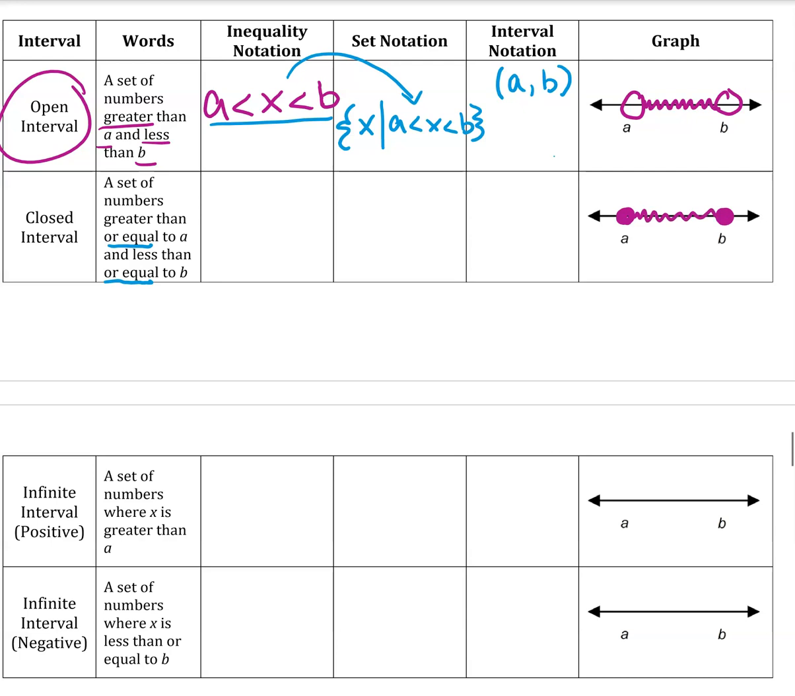Now that means that my inequality is going to look exactly the same as above, except we want to say "or equal to." So A is less than or equal to X and X is less than or equal to B. All right. Now with our set notation, remember we're going to put in those curly brackets to say the set of all of the numbers X such that A is less than or equal to X, which is less than or equal to B.